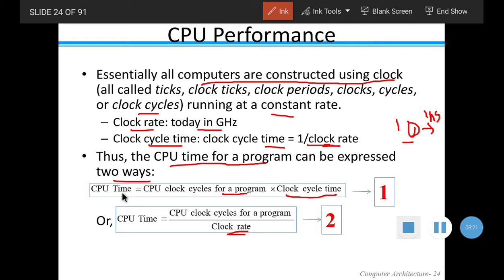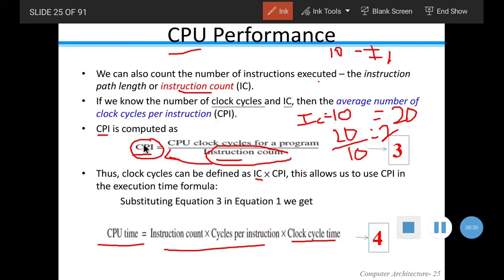One is CPU time equal to CPU clock cycles for a program times clock cycle time, and if you replace clock cycle time with clock rate, you get the second equation. Similarly, if instruction count and CPU clock cycles are given, we can easily find clocks per instruction, and based on that we got a new formula, instruction count times clocks per instruction. By substituting this third equation in the first equation, we got instruction count times cycles per instruction times clock cycle time.